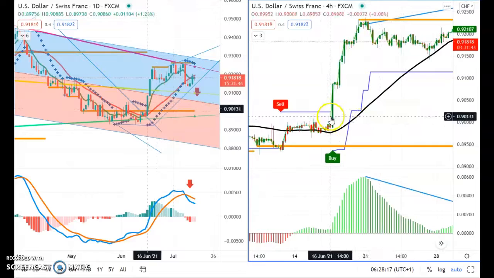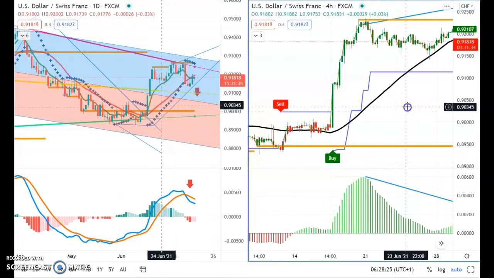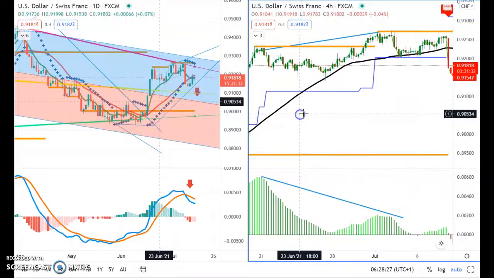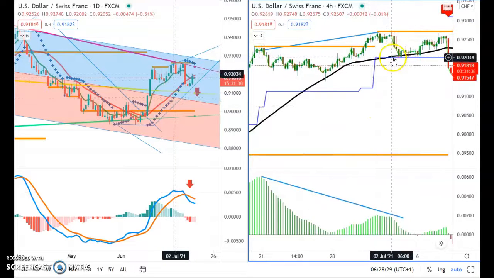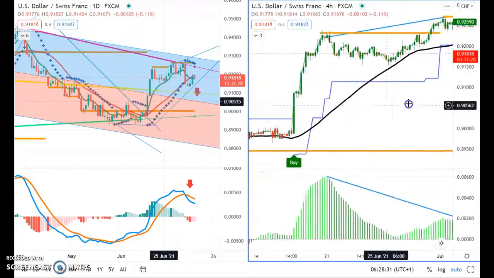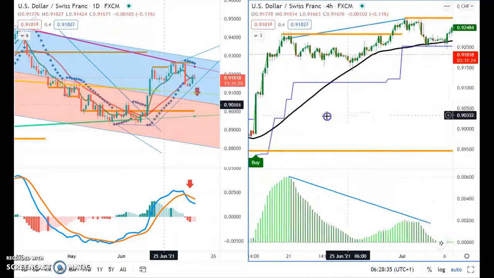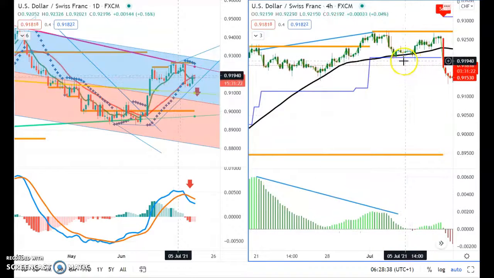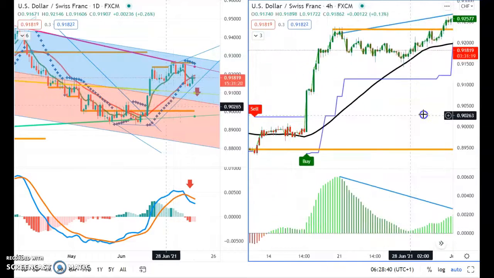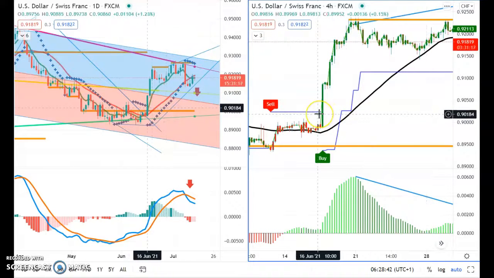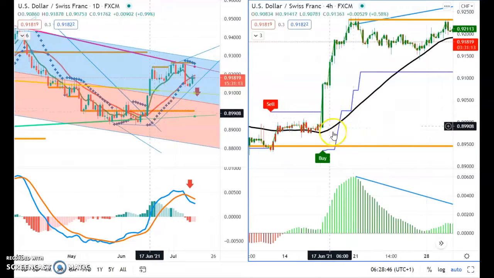So we had a buy signal here on the US Swiss. You could have bought that at 2 o'clock on the 16th of June. If you did, congratulations. It went up to 92, so you would have got 200 pips, something like that. And all you do is simply buy on the buy signal, as long as the daily agrees, and then trail your stop.